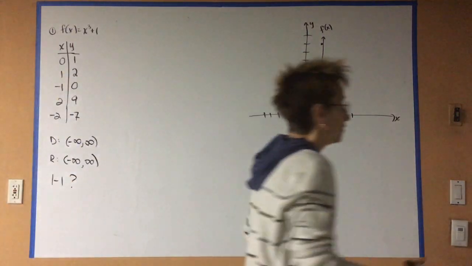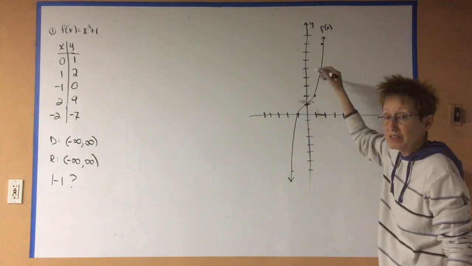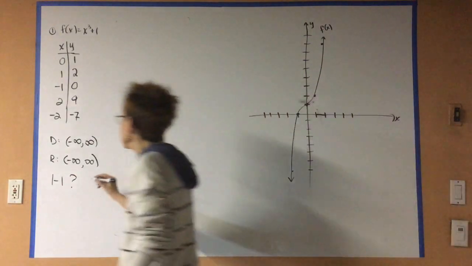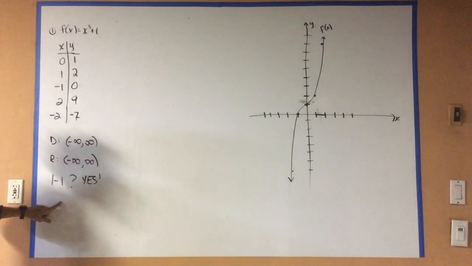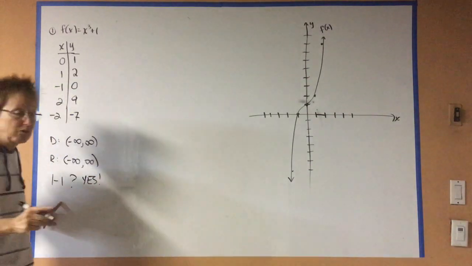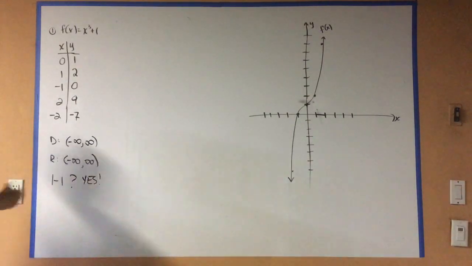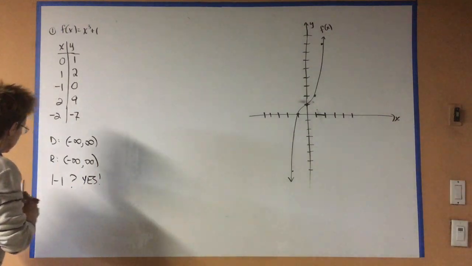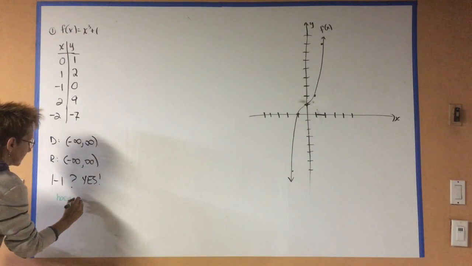So I've got the graph. Does it pass the vertical line test? Yes. Does it pass the horizontal line test? Yes. So is it 1 to 1? Yes. And if it's 1 to 1, then that means it has an inverse. So that means I need to continue. So it has an inverse.